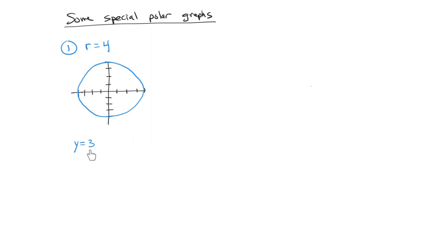It's just a horizontal line, right? This is saying it doesn't matter what x is, y is 3. X could be 1, y would be 3. X could be negative 7, y is 3. It doesn't matter what x is.